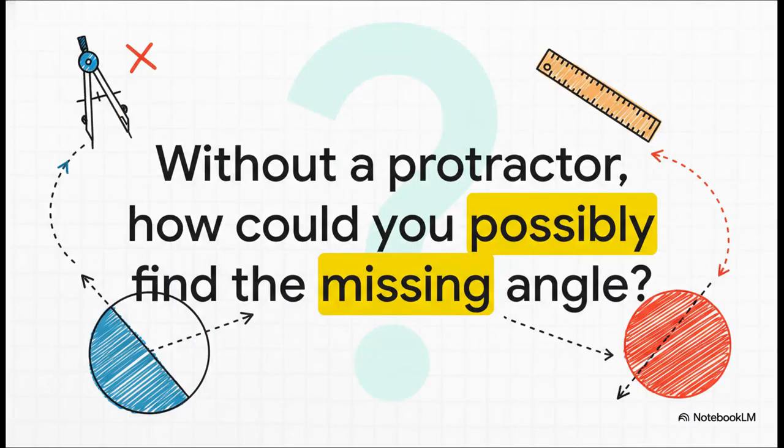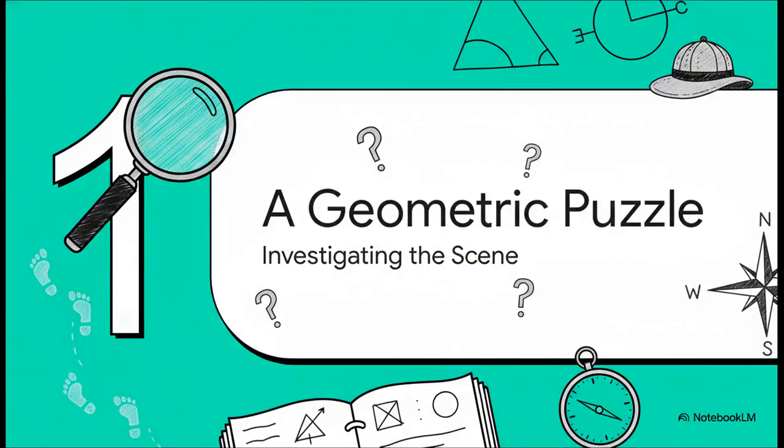So yeah, that's the big question, right? How could you possibly figure out that missing angle without pulling out a protractor? It feels like there's a key piece of information missing, but I promise you, everything you need is already there, hiding in the geometry itself. Okay, so let's treat this like a little detective story, and our first step, naturally, is to investigate the scene.